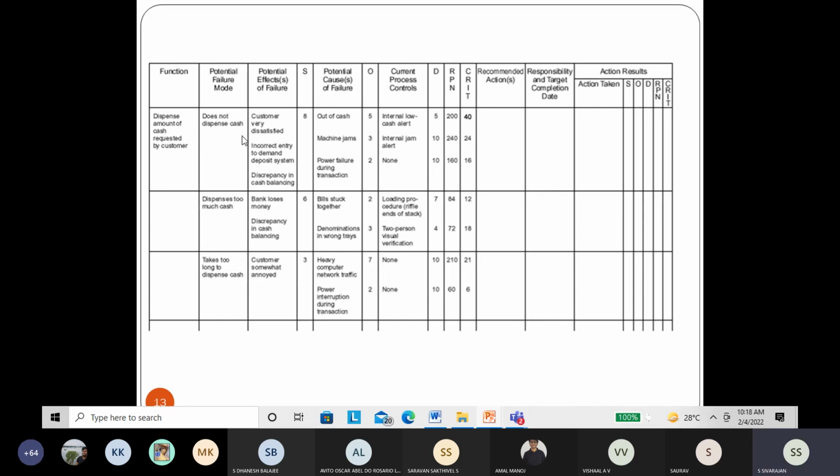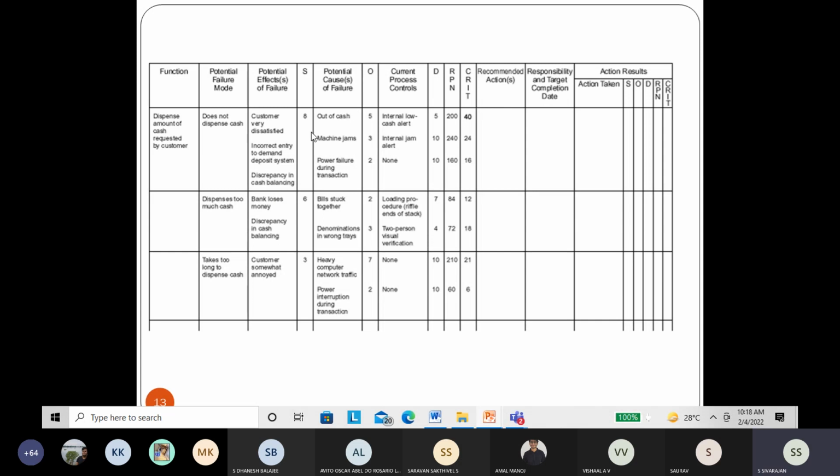Now for the same mode, it is not dispensing the cash, we'll see what the causes of failure are. Now this is the effect. When it is not dispensing cash, the customer will be dissatisfied. The second thing is cash balancing. I think we can omit this for understanding purposes. When the ATM is not dispensing cash, the customer will be dissatisfied. Cash balancing, there is a discrepancy. So these are the effects.